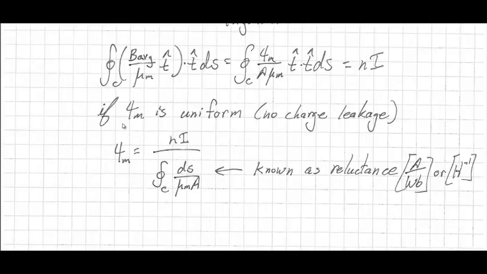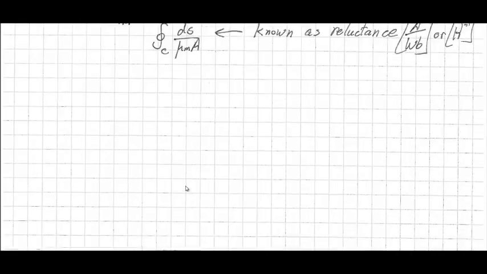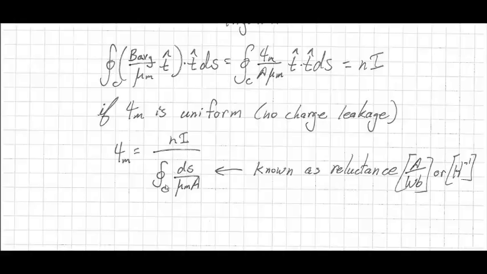and if we can say that this is uniform, meaning there's no flux leakage, in the end what we get is a useful relation known as reluctance. And so we can take this reluctance and relate it to the current, the number of coils in a loop, and the geometry and permeability of our material.